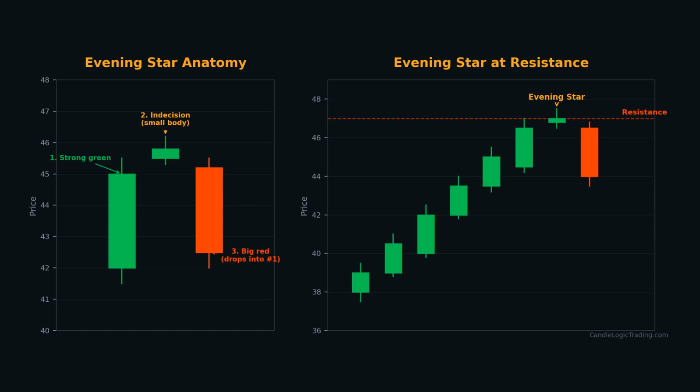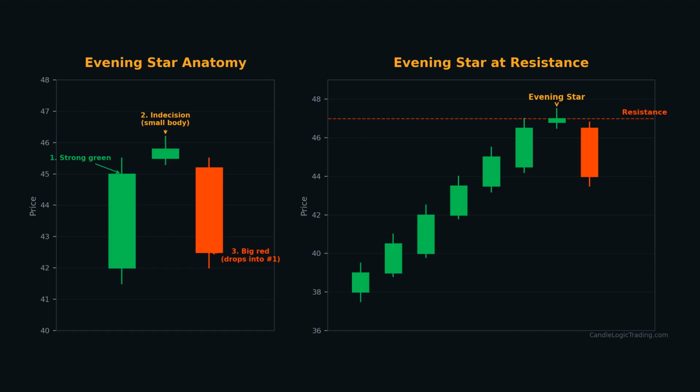Pattern 3, the Evening Star. This is probably the most reliable pattern on this entire list, and it's made up of 3 candles. Let me walk you through each one. Candle 1, a strong green candle. Buyers are clearly in control, the trend is pushing higher, everything looks bullish.